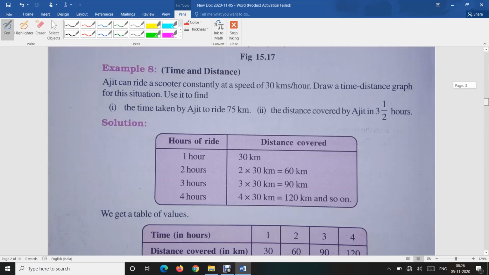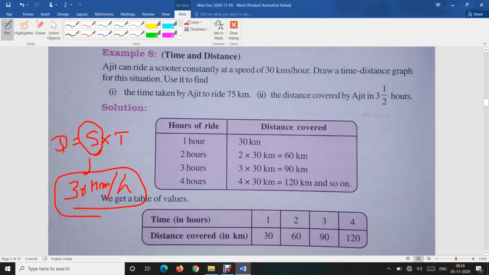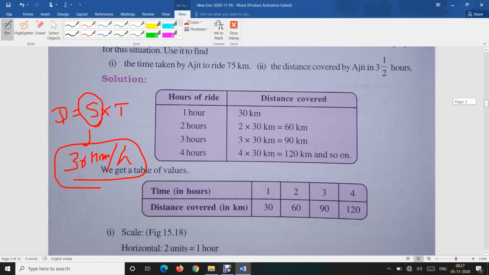Now see the next concept, which is time and distance. See, there is one formula for time, distance and speed. That is, distance is always equal to speed into time. Now suppose speed is constant here, which is 30 km per hour everywhere. Then how can you measure the distance and the time?